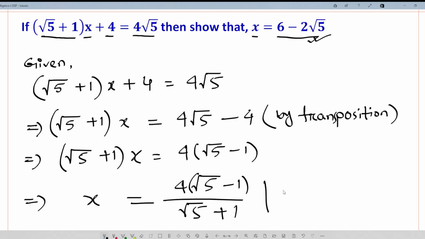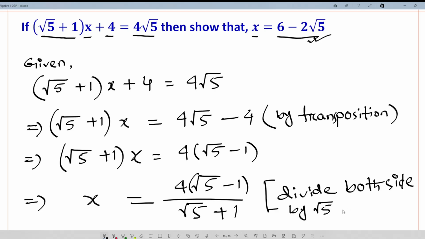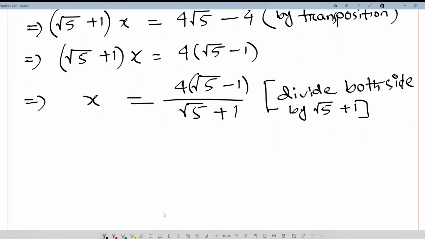We can write here, divide both sides by (√5 + 1). Okay. Now here in the numerator is √5 − 1 and the denominator is √5 + 1, but in this fraction we will not keep any root in the denominator.